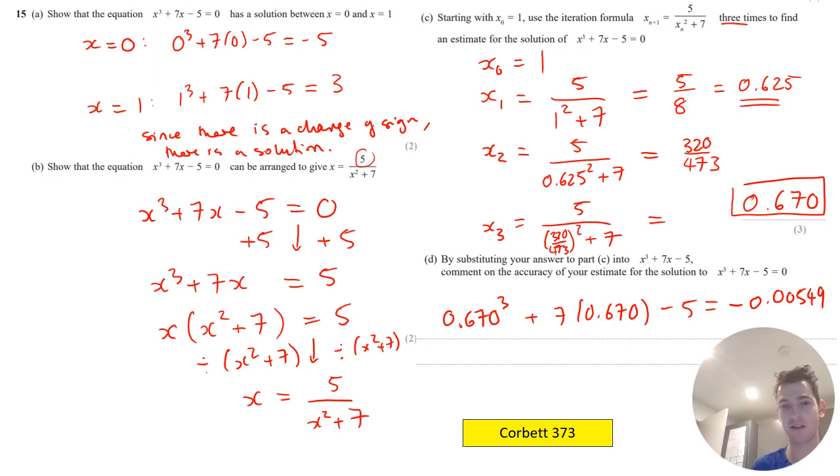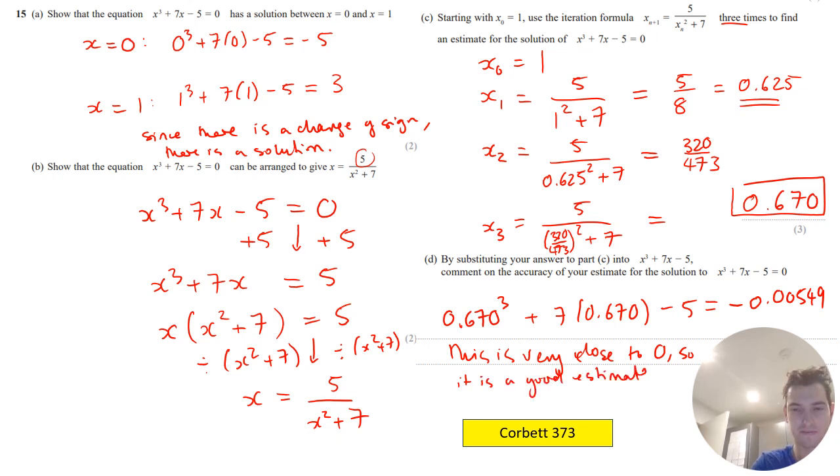And what I'll be explaining to you is that using this iteration thing is actually a way that we can solve equations that are difficult to solve by getting a good estimate. So we're going to say this is very close to 0. So it is a good estimate. So that is the iteration question for 9 marks.